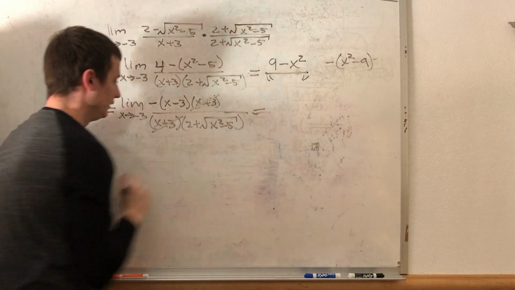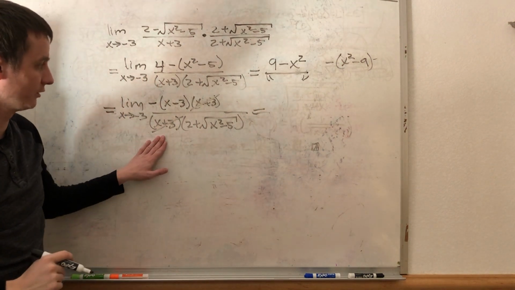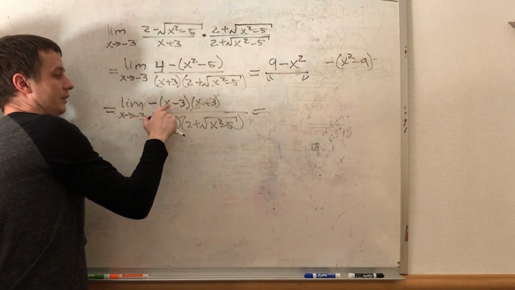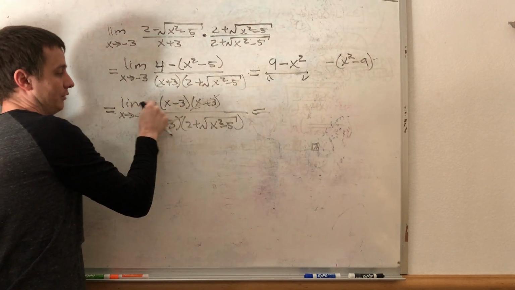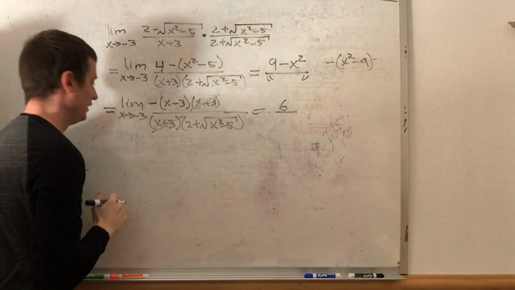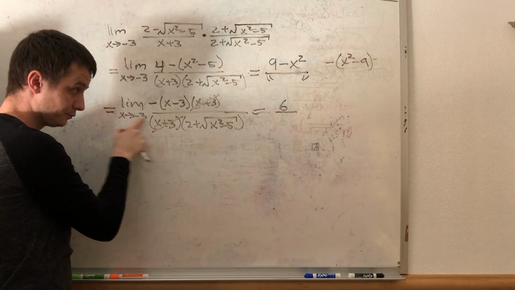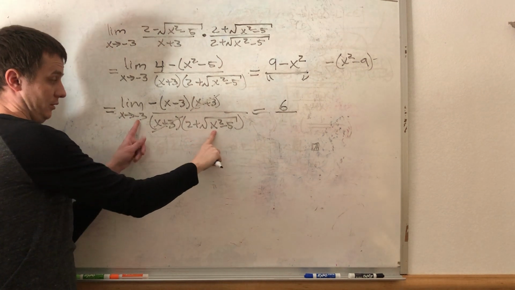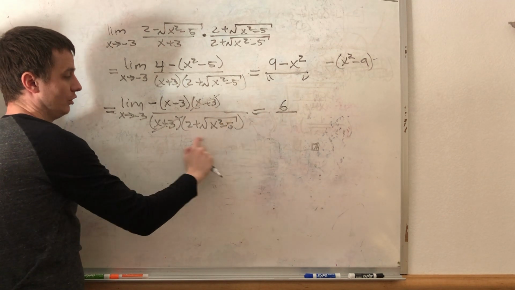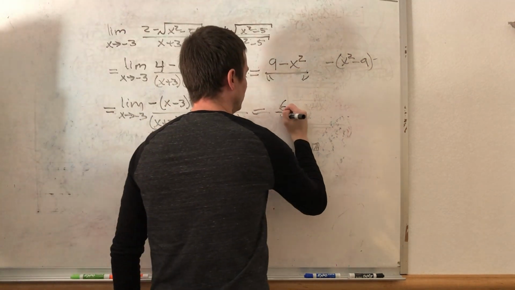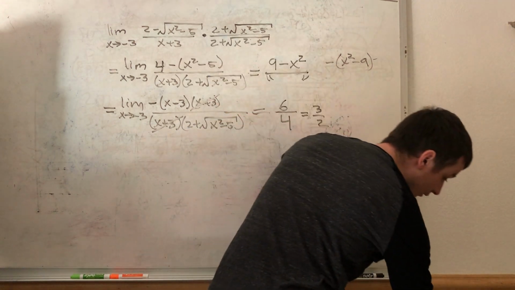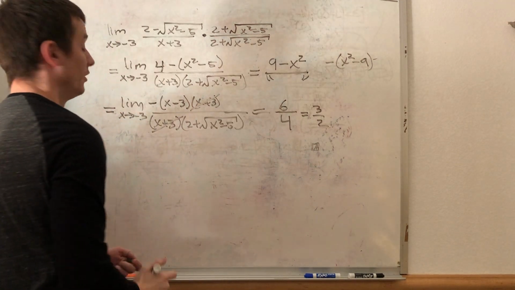And now we can just plug in and take the limit. Notice that was the only thing holding us up from actually just plugging in and taking the limit. So now when we plug in negative 3 here, we get negative 3 minus 3 is negative 6 times negative gives me positive 6 in the numerator. All over, in the denominator we have negative 3 squared. When we plug it in, it's going to give us 9. 9 minus 5 is 4. Square root of 4 is 2. 2 plus 2 is 4. So 3 halves. Okay, so that was that problem.